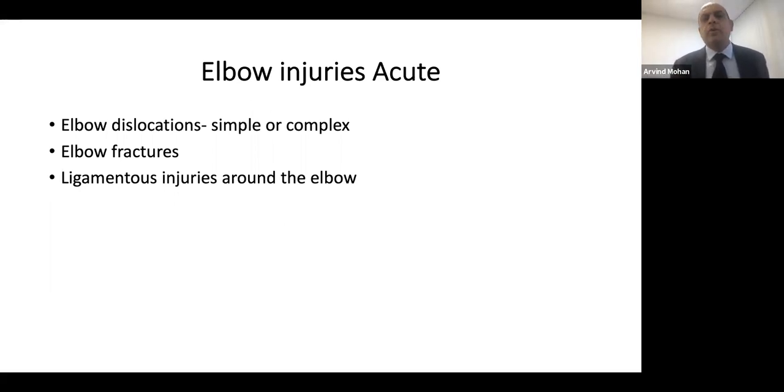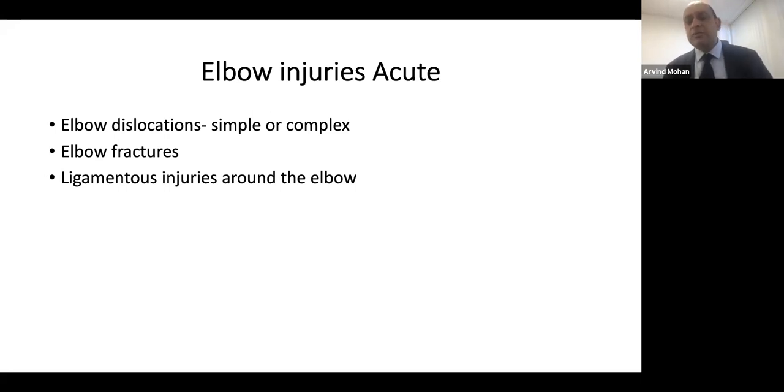In terms of the elbow, the common things which we see, the acute ones, are dislocations, simple dislocations where there are no associated fractures, but there can still be a lot of ligamentous injuries associated. If you see any patients who've had an elbow dislocation but still continue to have pain, they should definitely be referred on, because they need an MRI scan to rule out any underlying ligamentous injuries, which can present with problems in the long term.